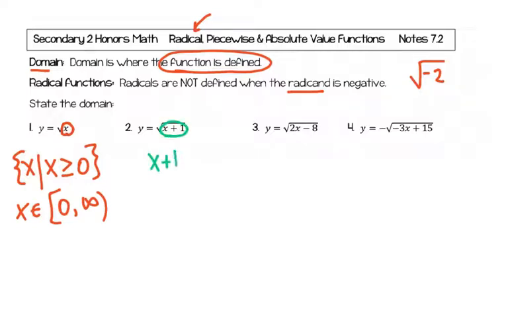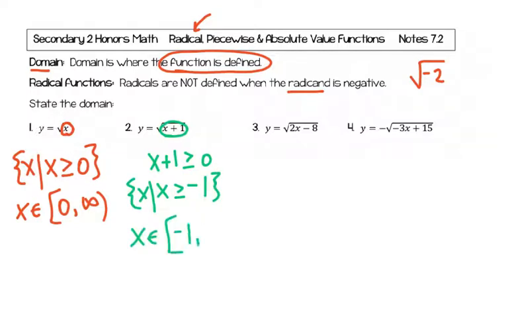Okay, for number 2, the radicand this time is x plus 1. So x plus 1 has to be greater than or equal to 0. And then you solve that for x. So x is greater than or equal to negative 1. So you can just do that and write it in set notation, or you could write it as an interval like that. So go ahead and try number 3. So pause the video and try number 3 and see if you can get the right domain.